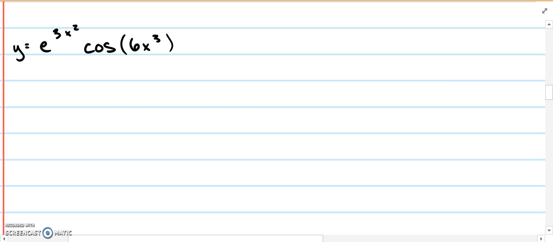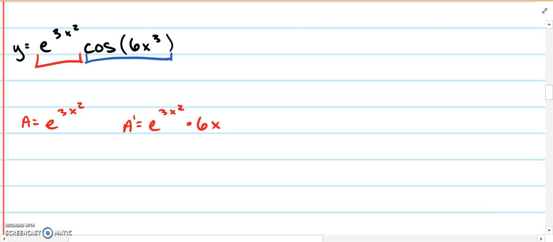That's the actual function, which doesn't mean it has to be very complicated. It doesn't have to mean that there's extra steps. It is a little bit intimidating though. First things first, identify your A and B. In this particular problem, A is e to the 3x squared, which makes our A prime e to the 3x squared times 6x.